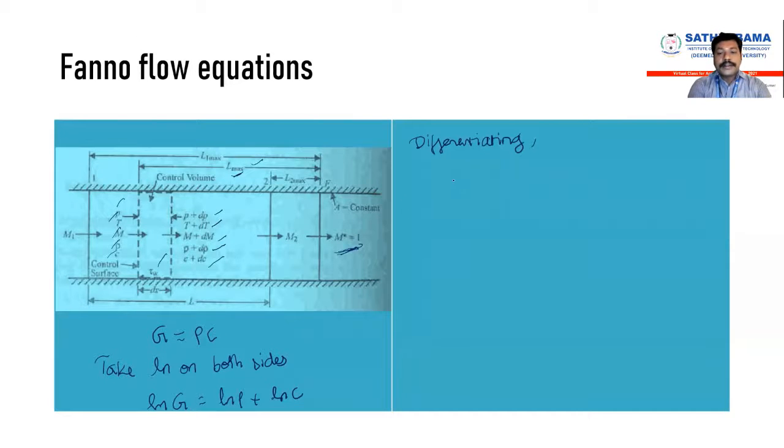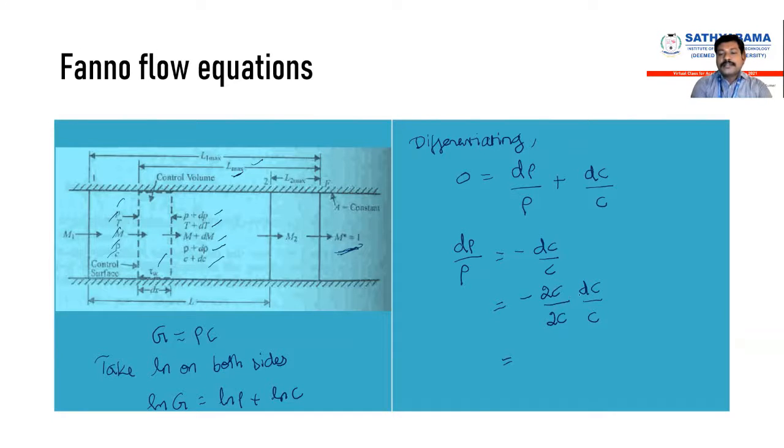So on differentiating, what do you get? This G is constant, so you have 0 on the left hand side, and on the right hand side you have d rho by rho plus dc by c. Then rearranging, d rho by rho is equal to minus dc by c, and I am going to multiply and divide by 2c in the numerator and denominator on the right hand side.